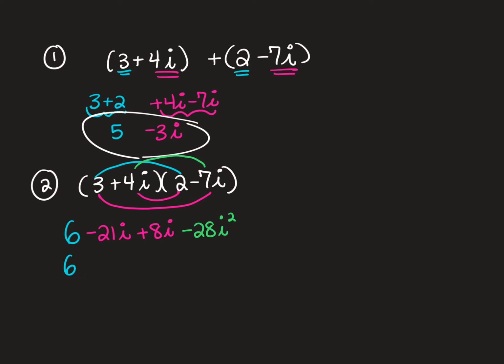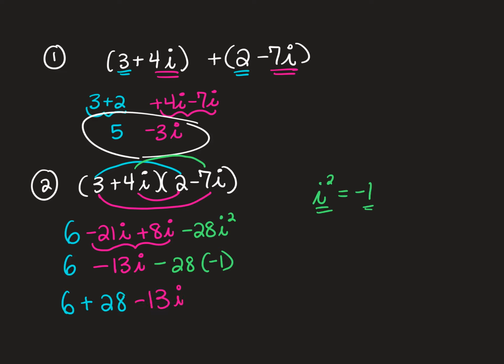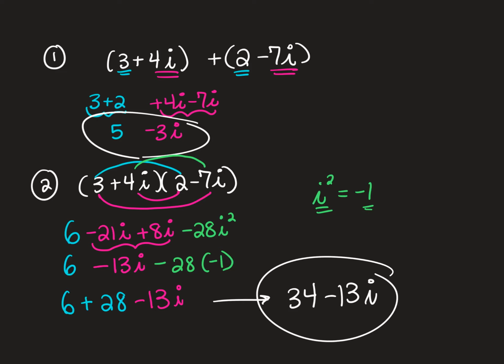So we've got 6, and then we have negative 21i plus 8i is going to be minus 13i. And then don't forget, every time you see i squared, you need to make this substitution. So really what we're saying here is negative 28 times negative 1. So we're really saying 6 plus 28 and then minus 13i. So that ends up being 34 minus 13i. And that is your product.